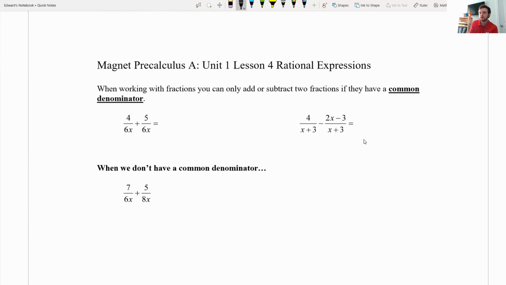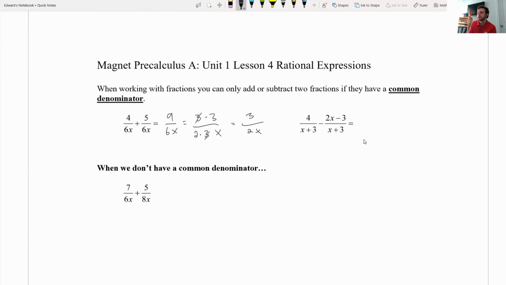So we have 4 over 6x plus 5 over 6x. We have 9 over 6x. And then let's go ahead and simplify this. Common factor. I'm actually going to write it out just so we're clear what I mean. The top is 3 times 3, the bottom is 2 times 3 times x. We have a common factor of 3. So we get 3 divided by 2x. All right. How about over here?